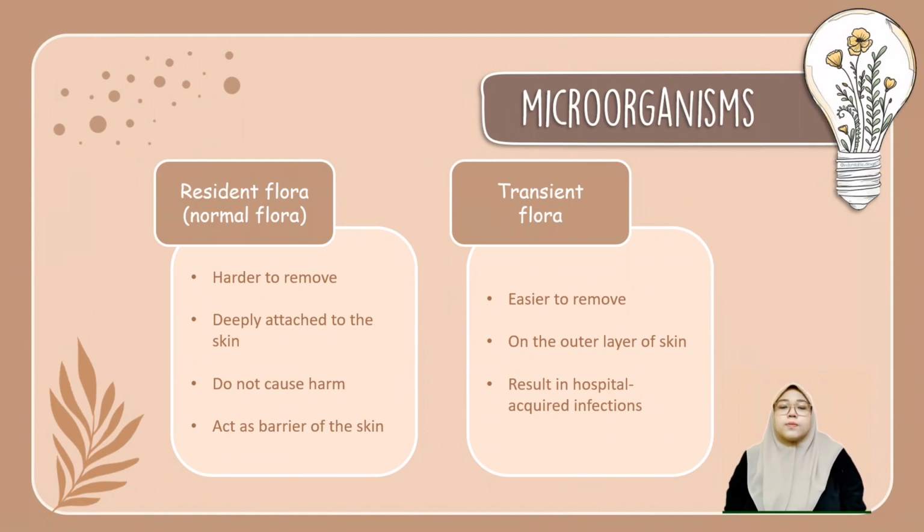Microorganisms that inhabit the human body can fall into two categories, which are resident flora and transient flora. Resident flora or normal flora are harder to remove because they are more deeply attached to the skin. When they are disturbed through hand washing or antibiotic use, they usually re-establish themselves very quickly. These microbes do not typically harm the host, and some of the resident flora are beneficial by acting as the barrier of the skin and protecting it from any new pathogenic microorganism. Next, transient flora are found on the outer layers of skin and are fairly easily removed by hand washing. They are the organisms most likely to result in hospital-acquired infections.